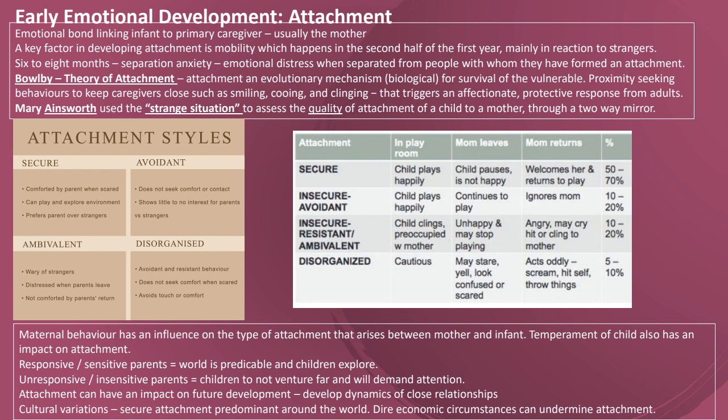And there's a lot of research. There's also videos you can watch in order to understand the strange situation and these particular attachment styles. So obviously, how a mother behaves is very fundamental in terms of the type of attachment style that arises between mother and infant. But as well, the temperament of a child also has an impact.